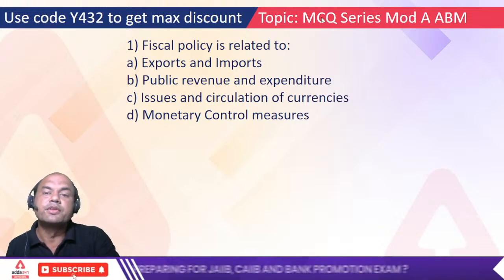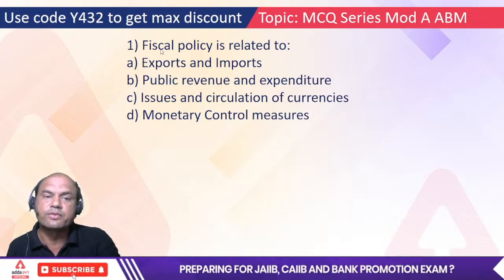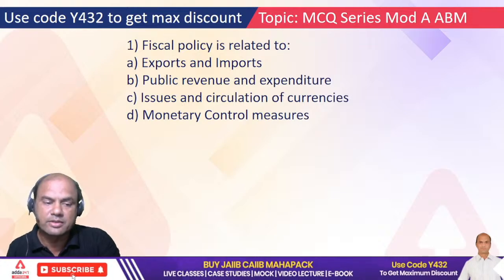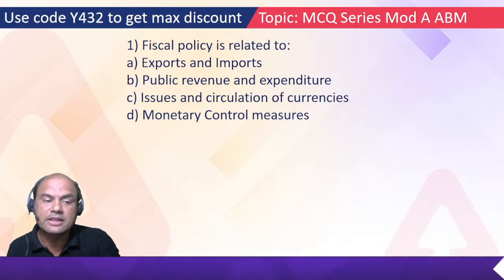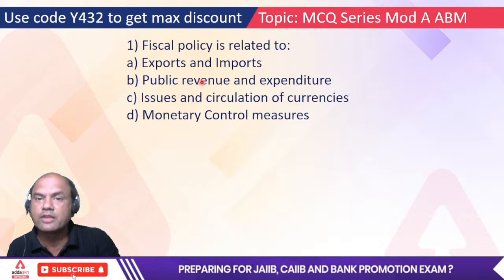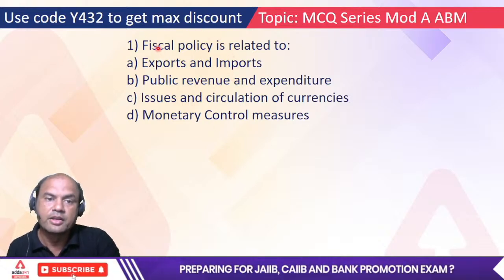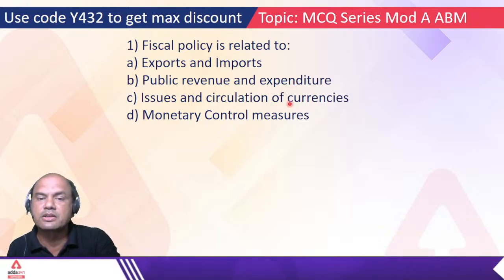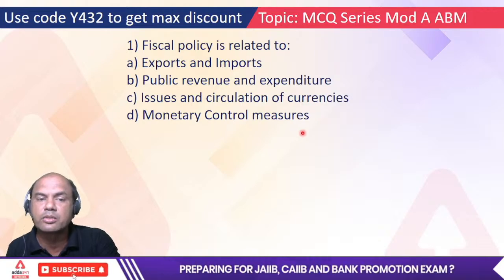So let's start the series. First question: fiscal policy is related to. So fiscal means what? Firstly, understand this is our last lecture on this budget. Then we'll be starting module B. Fiscal policy is related to what? Export import, public revenue and expenditure, issues and circulation of currencies, monetary control measures.